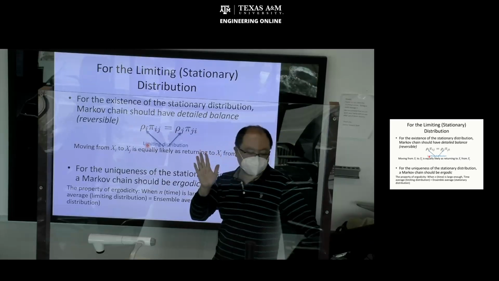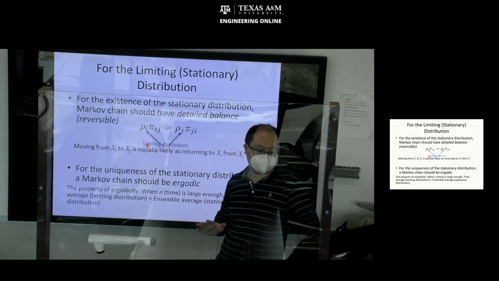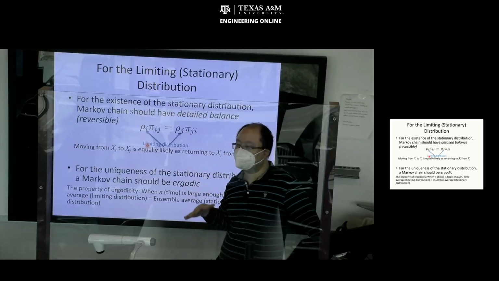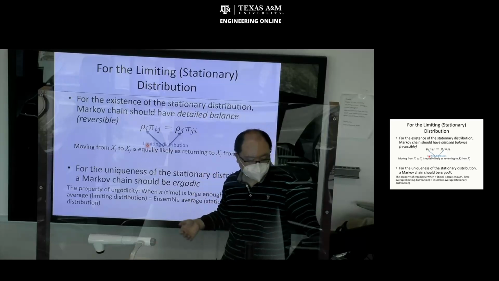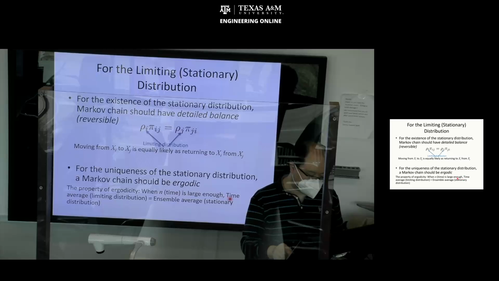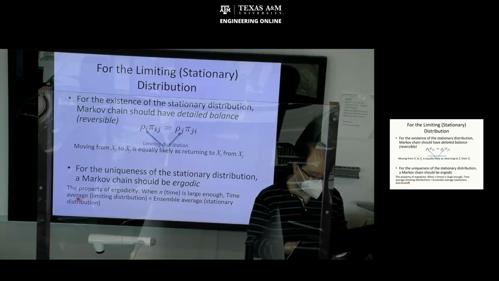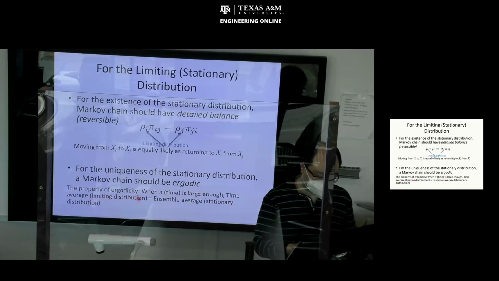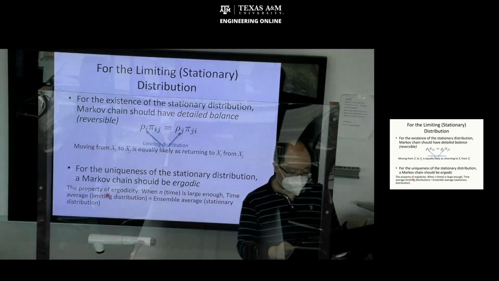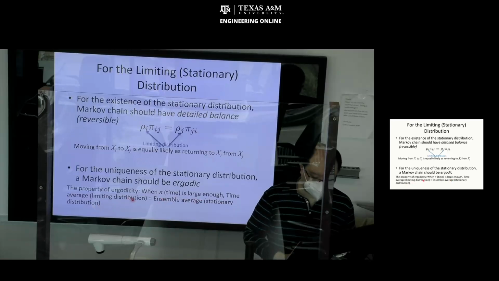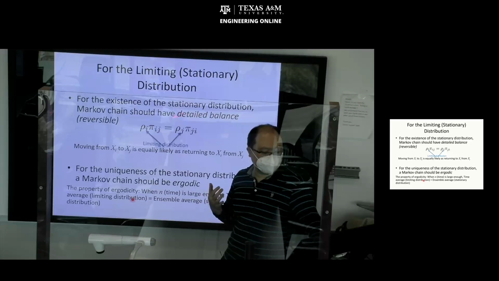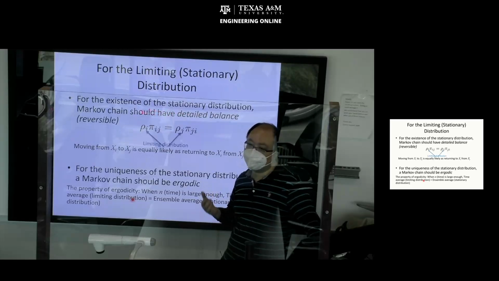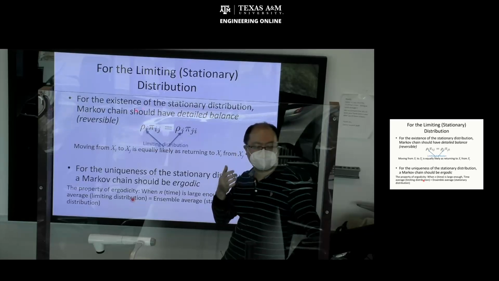Another, not the definition of ergodicity, but the property of ergodicity, basically says that the time ensemble is the same as the state ensemble. So for instance, if n is large enough, the time average is the same as the ensemble average, which is following the stationary distribution. The time average is when you run n large enough, and this is essentially the limiting distribution. And the ensemble average is essentially the stationary distribution. So this is another way of saying that the limiting distribution is equal to the stationary distribution when the Markov chain is ergodic.